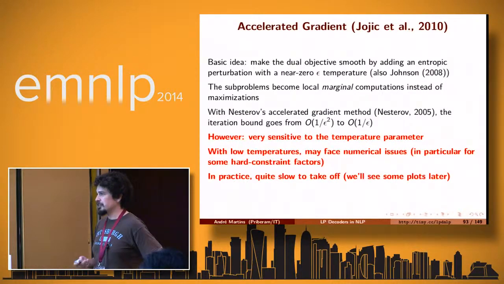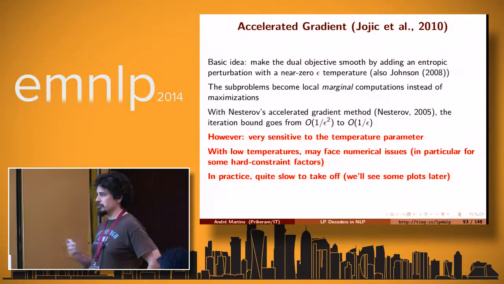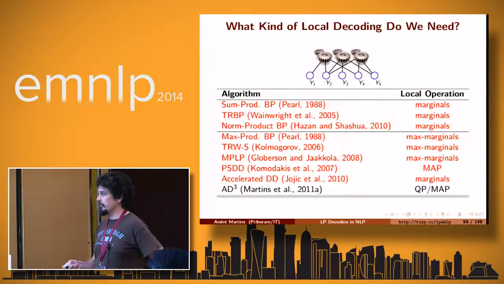However, there are some practical issues with this. The first one is that this is usually very sensitive to the temperature parameter. We have the same problem that if you make it too small, we may get numerical instabilities. If you make it too large, the approximation is not very good. Second, it's also quite slow to take off, and we are going to show some plots that show this. So we have this line. The local operation here is computing marginals.